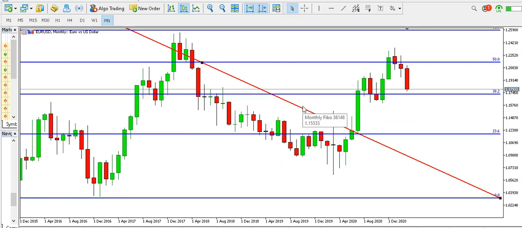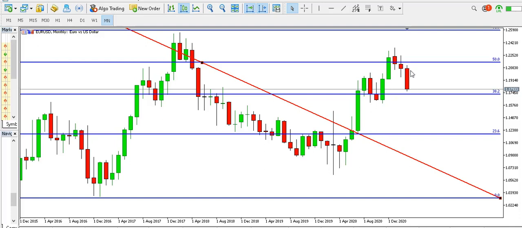All right, so I'm going to mark out the levels. I have the 50% Fibonacci level here, around here. Then I have 38.2. So price is between the 38.2 Fibonacci level and the 50% Fibonacci level. But the month has not ended. Today is the 28th of March, so we still have like 2 or 3 days before the month ends.